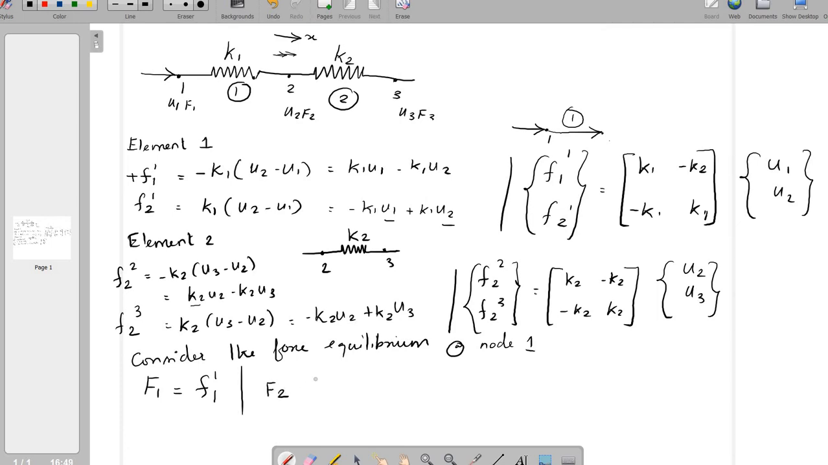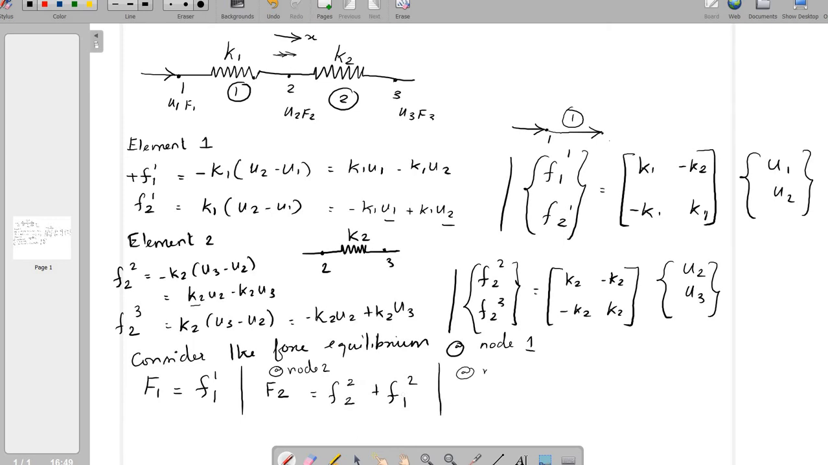Capital F2, that is at node 2. At node 2, capital F2 is equal to the summation of force vector, f2 of 1 plus f2 of 2, the force vector of the first element to node 2 and the force vector of the second element to node 2. So we have to sum up.